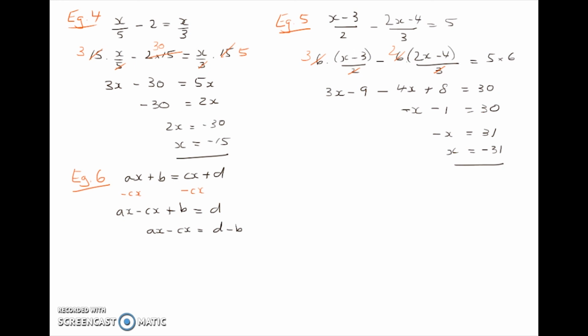Now what we need to do is take the x out as a factor. Okay, and when we do that, we're left with the brackets a minus c times x is equal to d minus b on the right, and now we can divide by the a minus c. So we have x equals d minus b over a minus c.